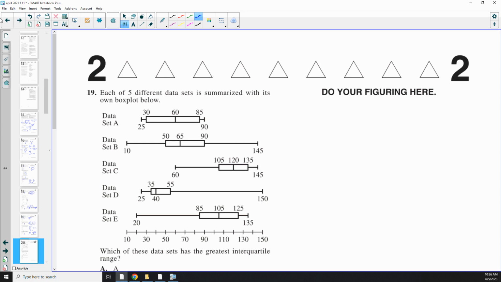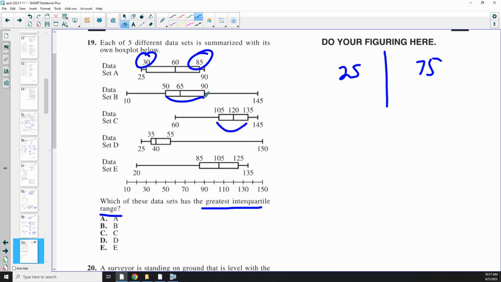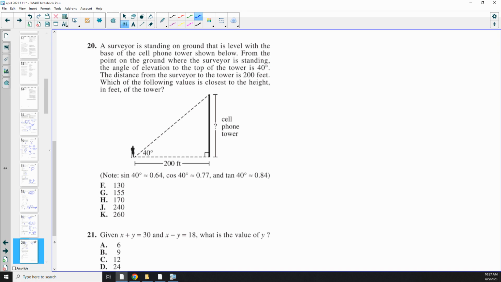Had to call up my stat buddies for this, but they're looking for the greatest interquartile range. The interquartile range is the quadrants between the 25th and 75th percentile. So this one would be 55, and all the others would be smaller. So the choice is A, which has the largest, 55.